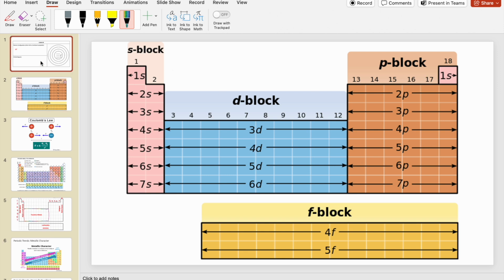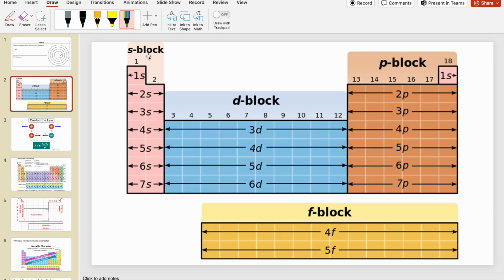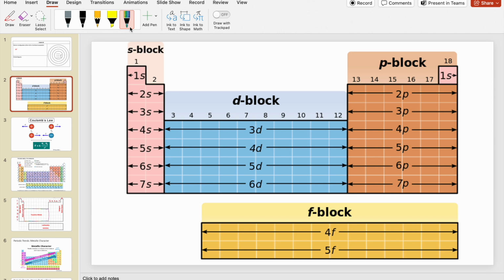And we're going to locate our atom, and then we're going to write down the correct configuration for where that atom is. So we have cobalt 60. What that means is we're going to look at where cobalt 60 is, and that's going to be somewhere in the D block. Specifically, we are right here. So 1, 2, 3, 4, 5, 6. Cobalt 60 is right here in the 3D block.